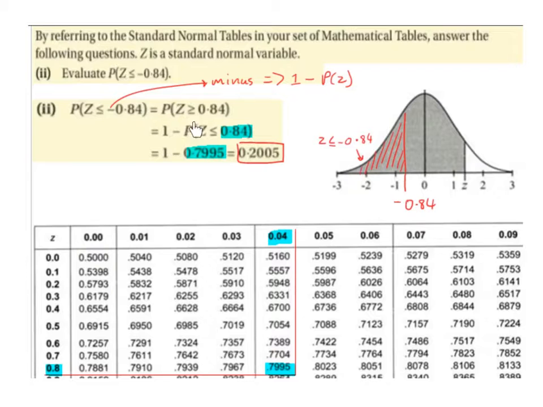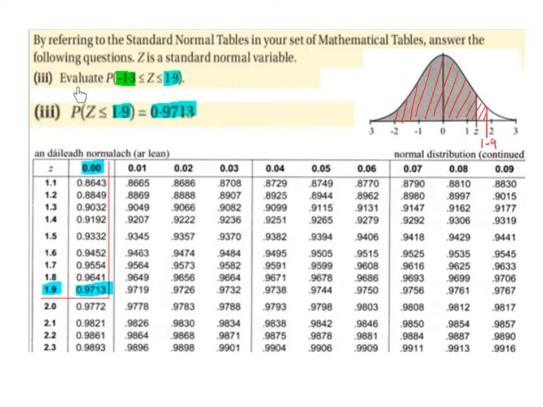And the probability that Z is less than or equal to 0.84 is 0.7995. So go to 0.8 and go across, go to 0.04 and we go down, and we have 0.7995. And 1 minus 0.7995 is 0.2005.